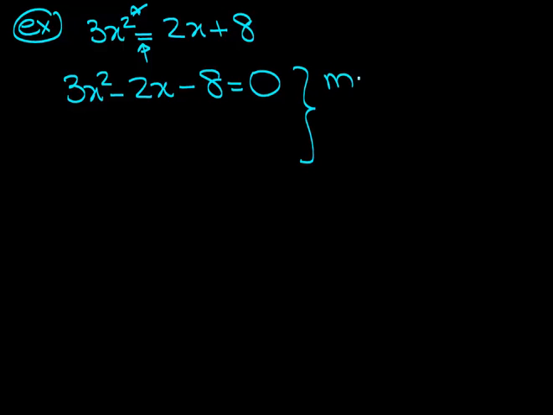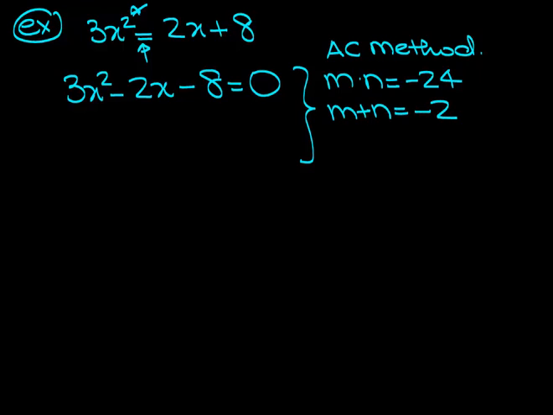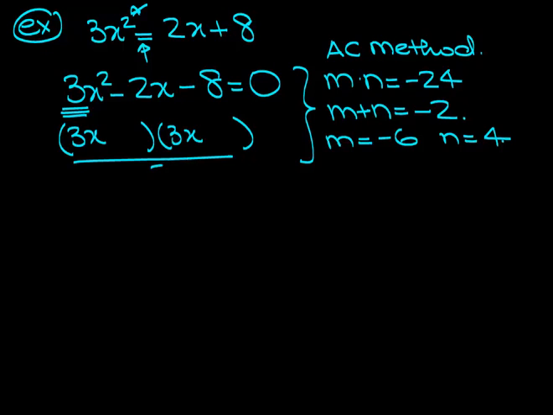I want two numbers. We're going to use the AC method that we talked about in the last chapter. When I multiply, I get 3 times negative 8 is negative 24. And when we add, we get negative 2. And you can clearly see those two numbers are what? M is equal to negative 6 and N is equal to 4, because negative 6 times 4 is negative 24. Negative 6 plus 4 is negative 2. Now, because there's a leading coefficient here, we have to write it this way. We get 3x divided by 3 is equal to 0. Remember this, we're just using the AC method.